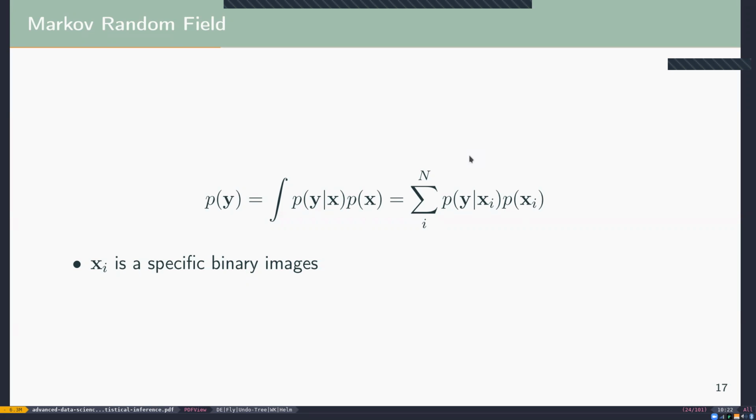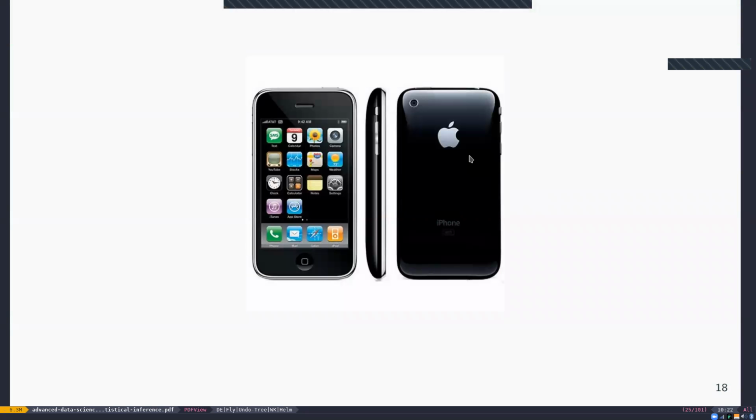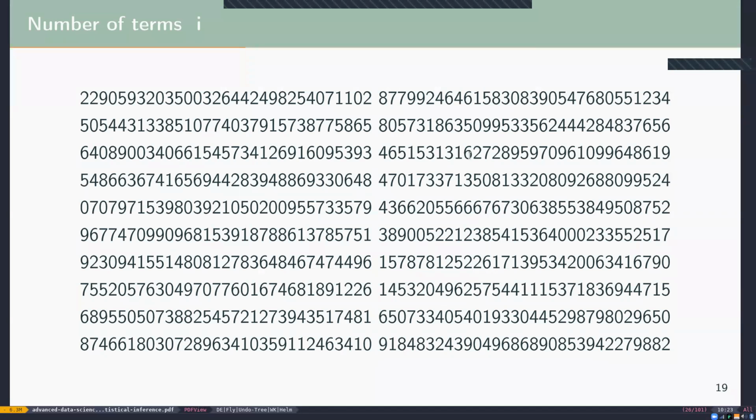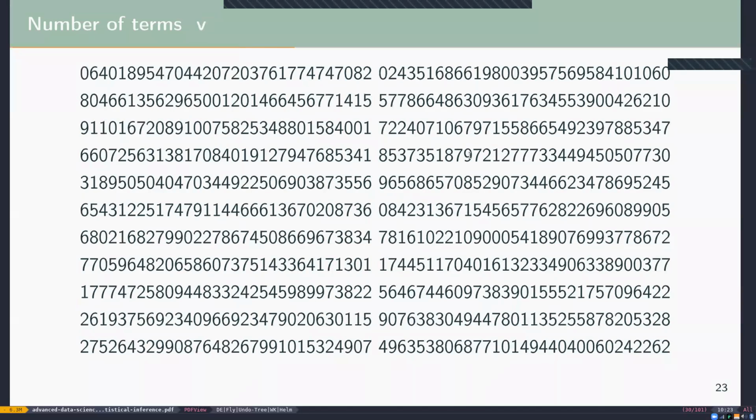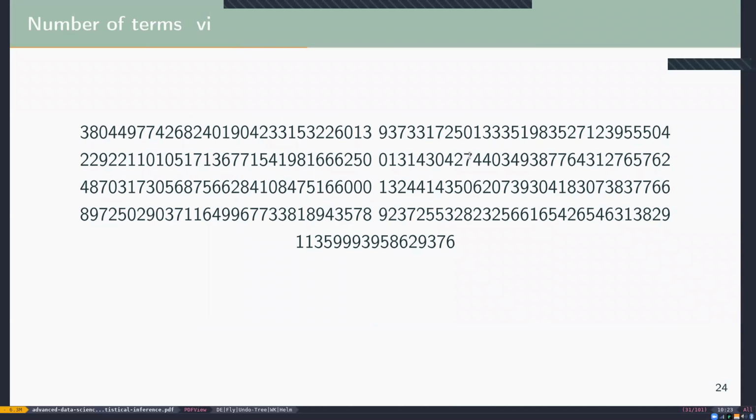Now, how big is n? N is summing over every binary image, right? So let's just look at how big n is. That is an iPhone 3GS that was released in 2009, I believe. It had a 3 megapixel camera. Cameras are much higher resolution now, but you'll see why I picked this one. The number of binary images that you can generate, so the number n in that sum, is this. That's the number n in your for loop.